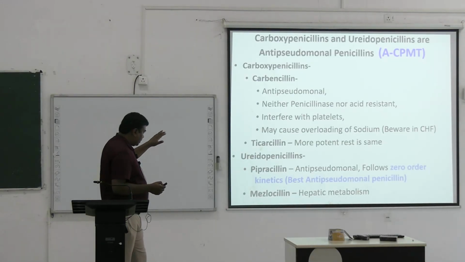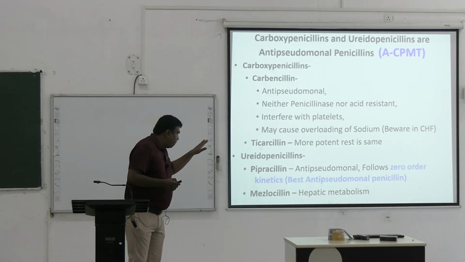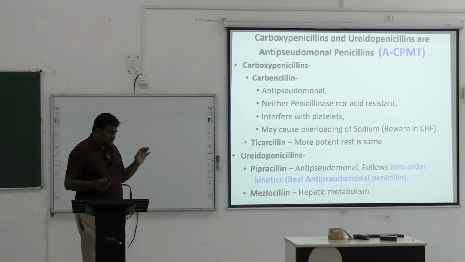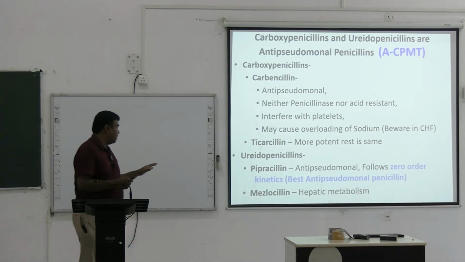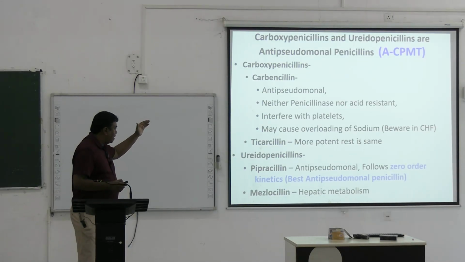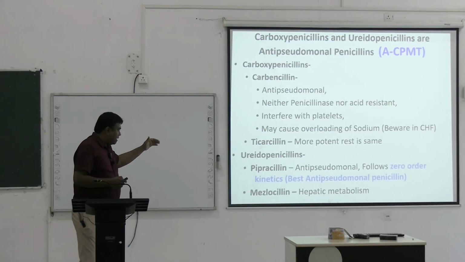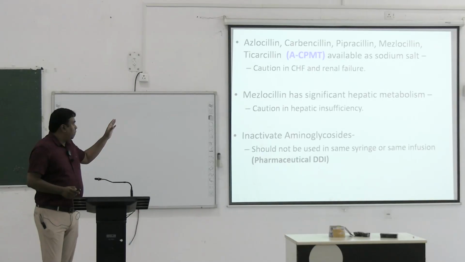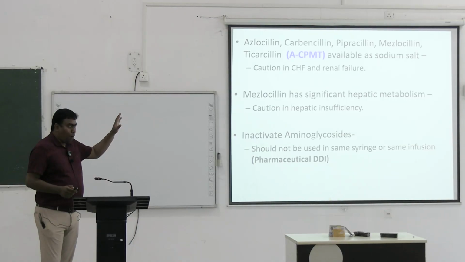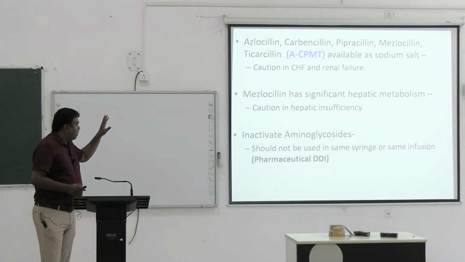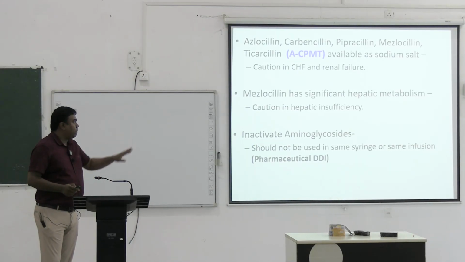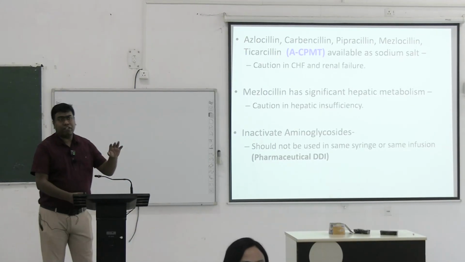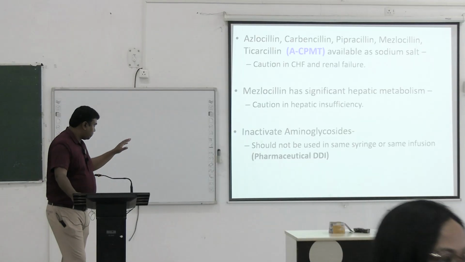Among these, Piperacillin is the best anti-pseudomonal penicillin, having a zero order kinetic. Among carboxypenicillin, Ticarcillin, Piperacillin, Methicillin, Piperacillin has the best anti-pseudomonal activity. Among all these, only Methicillin has a hepatic metabolism. All others commonly given are excreted primarily by the kidney.